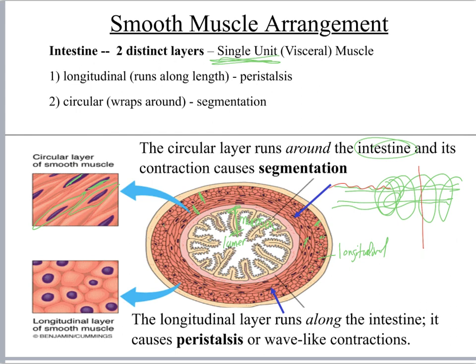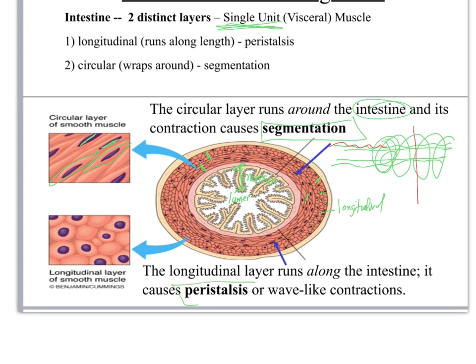Okay, and the different types of arrangements allow you to do different things. In A&P 2, we'll talk about segmentation versus peristalsis, both controlled by smooth muscle. The longitudinal layer allows a wave-like contraction for peristalsis, whereas segmentation with circular fibers does a back and forth mixing of whatever it is you've got. Okay, all right, let's look at the next slide.